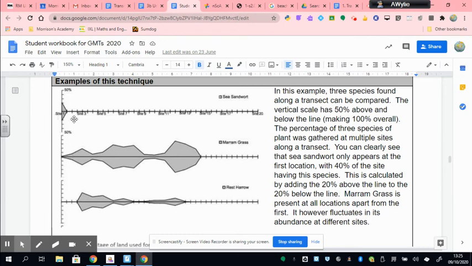By the time I get to site 2, which is this one here, I can see 10 plus 10, which means it's 20%. And by the time I get to site 3, I can see that there's 20 plus 20, so I've got 40% of this thing called marram grass.